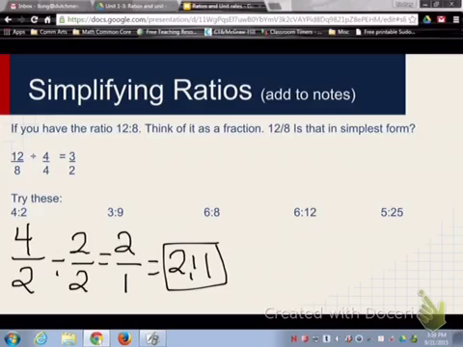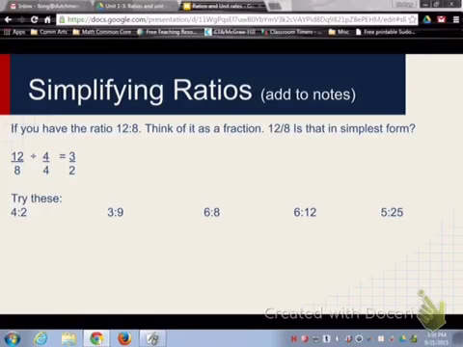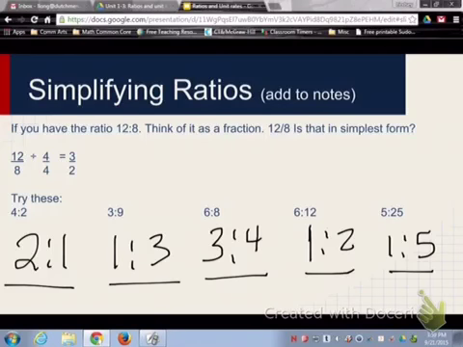Okay? Now, I want you to work through the rest of these and find your simplified fraction or ratio. Here are the answers. Now you can check your work.